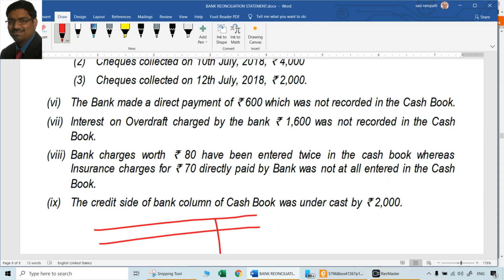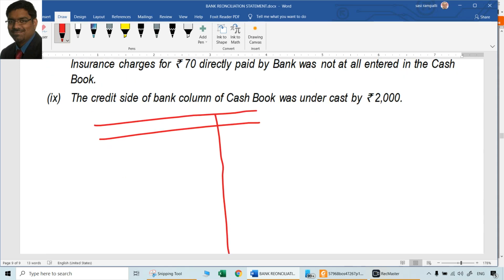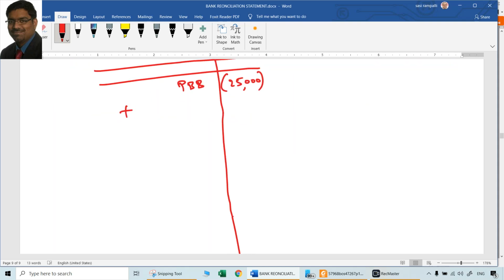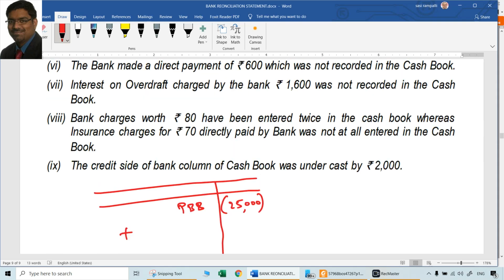So let us start with the balance as per passbook. Debit balance means what? Passbook debit balance means it is an overdraft balance. So 25,000 negative, that is a starting point. What happens? Nothing happens, just 25,000 negative. That is the passbook balance. Then there are some things to be added, some things to be deducted. Let us see one by one what those are.